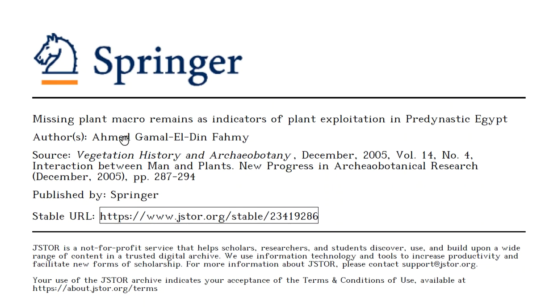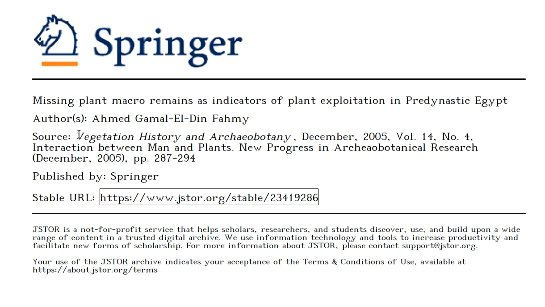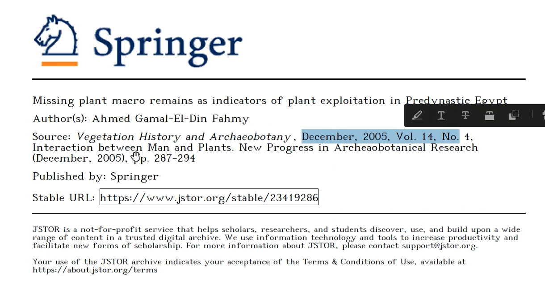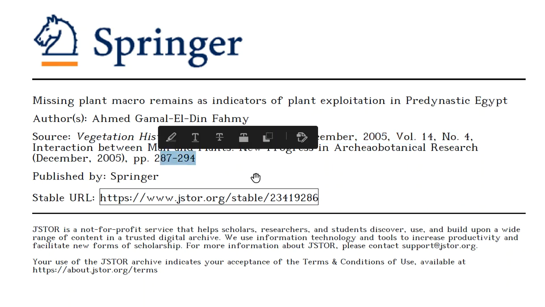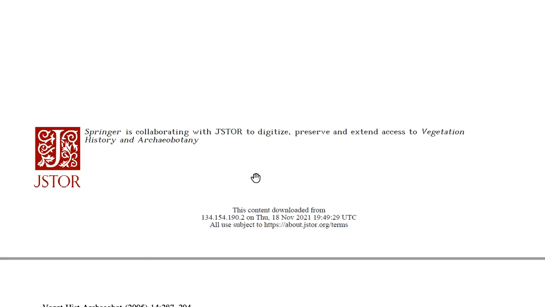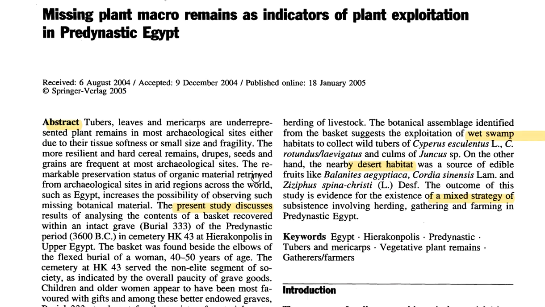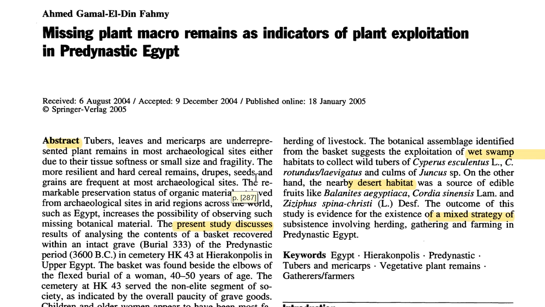So this week you're going to be reading Missing Plant Macro Remains as Indicators of Plant Exploitation in Pre-Dynastic Egypt. The author is given here, and of course here's the citation, the journal it's coming from, the date, and so on, and then the pages. As we move into the article, you've seen I've gone through, and this is what I usually do, highlighting some important things that I want to remember.